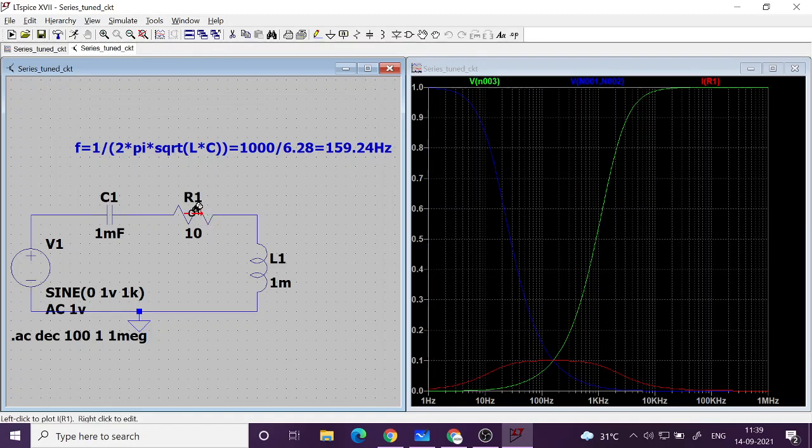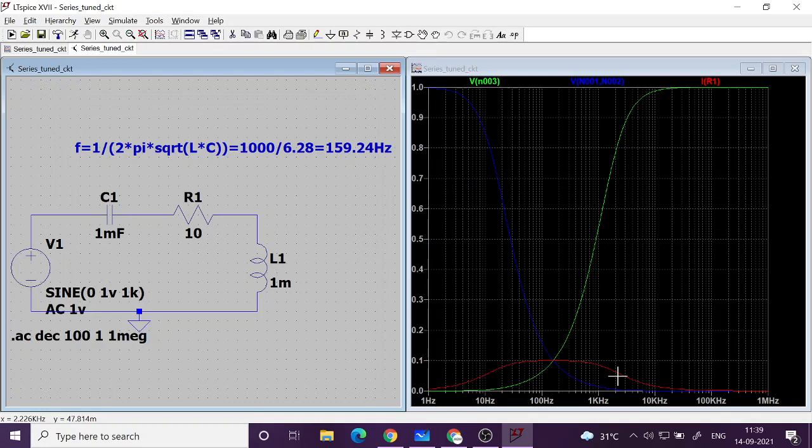So the current is maximum there. Why? Because the impedance of the capacitor and the inductor cancel, and it is only 10 ohm, and you see I have applied 1 volt. 1 volt divided by 10 ohm is how much? 0.1 ampere. Yes, so the current is basically 0.1 ampere. That is the peak current.